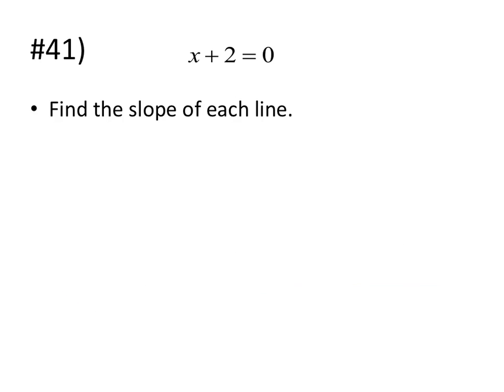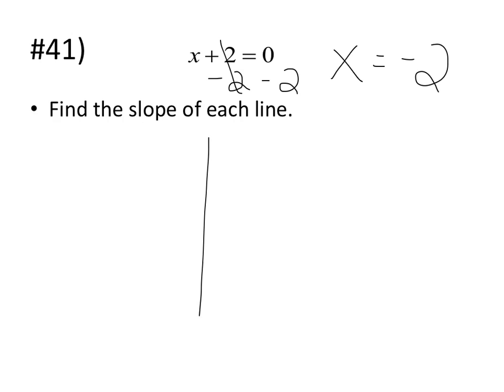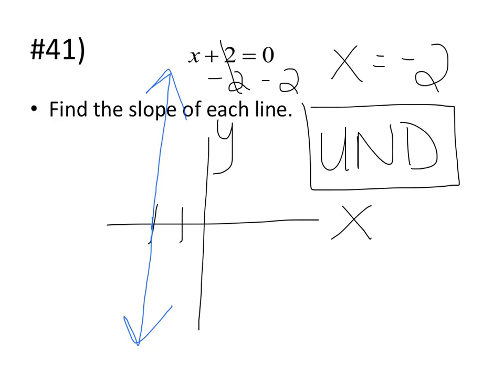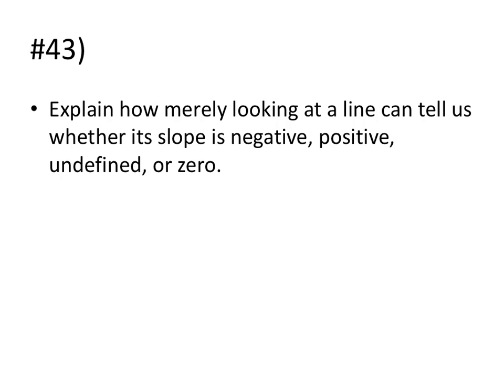Vertical line. Okay, first things first, subtract 2 from both sides. So you get x equals negative 2. Now we're going to graph it. Where is x negative 2? Right here. Extend your tick mark. Vertical line. Undefined slope. Right?